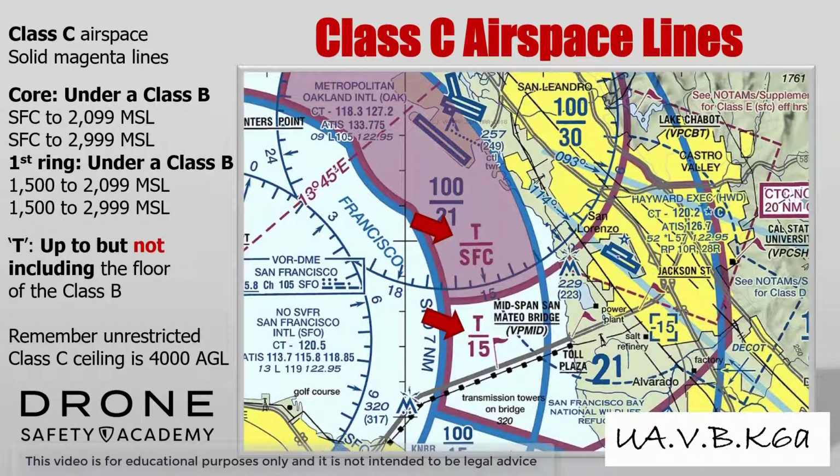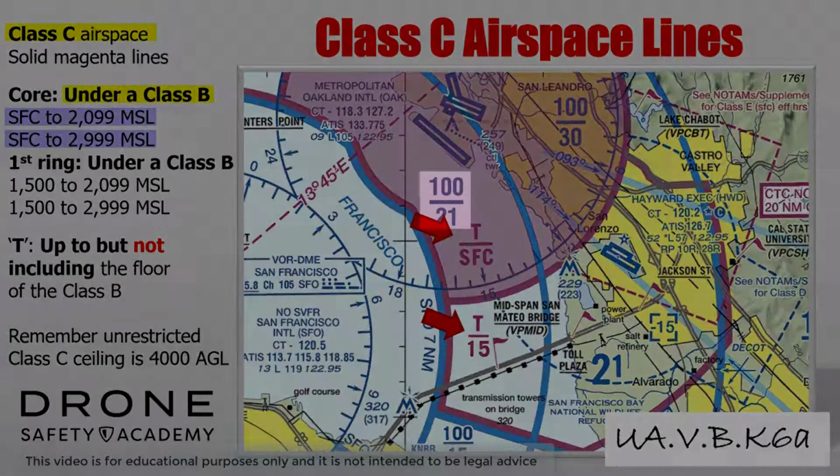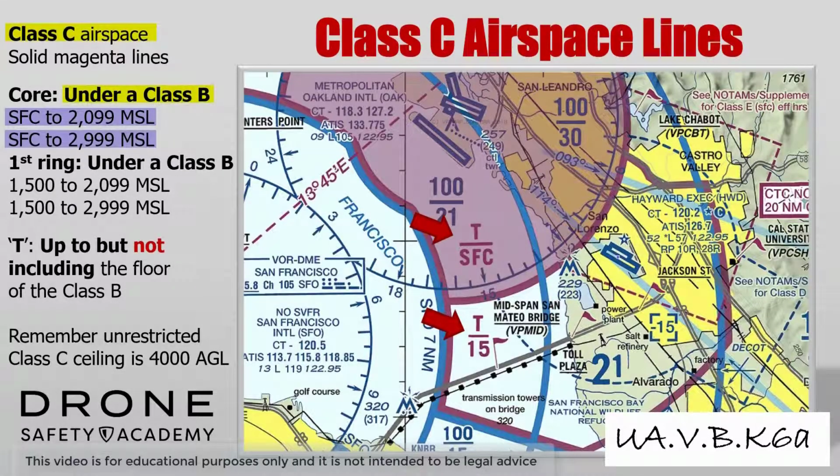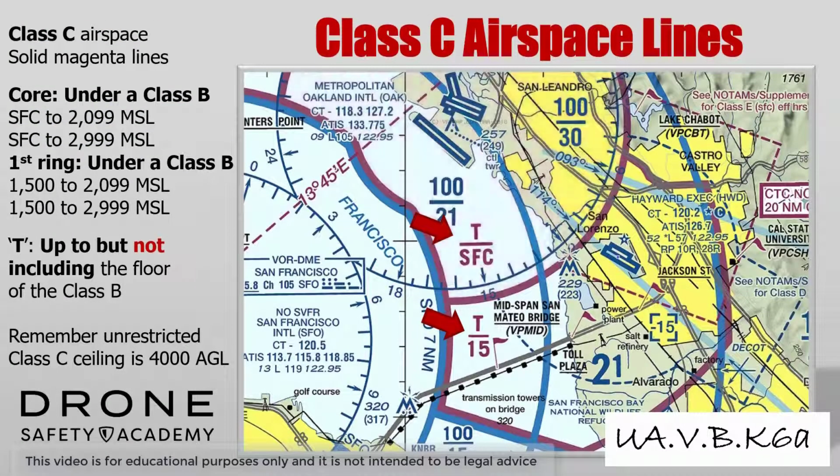So when we look at this a little bit closer, we can say that half of the Class C core starts at the surface and extends up to 2,099 feet MSL. And the second half starts at the surface and extends up to 2,999 feet MSL. That's because the Class C core is directly underneath the 2 layers of the Class B airspace.